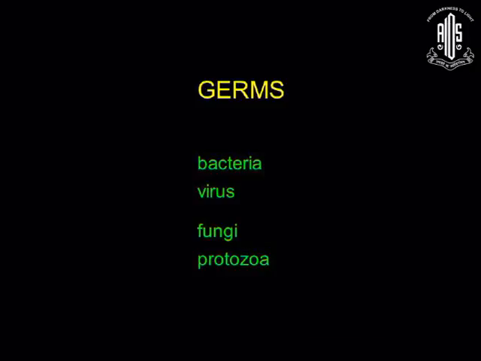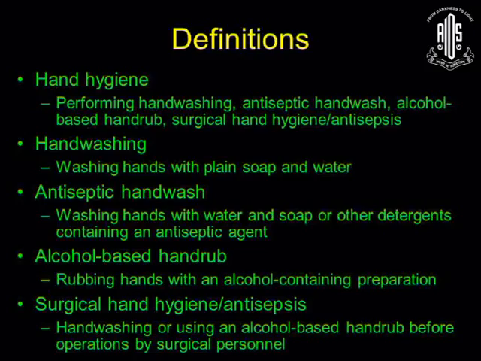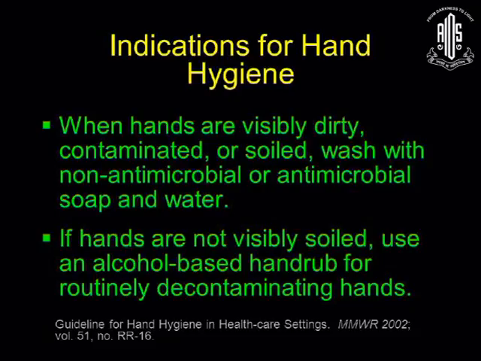There are different types of germs, and these are some of the definitions. Hand hygiene is basically performing hand washing, antiseptic hand wash. All these are basically incorporated into hand hygiene. Washing is with plain soap and water. If detergents containing an antiseptic agent are used, it's called an antiseptic hand wash. There are about 70% or 60% alcohol-based hand rubs. And surgical hand hygiene or antisepsis uses alcohol-based or betadine-based agents, used by surgical personnel before surgery.